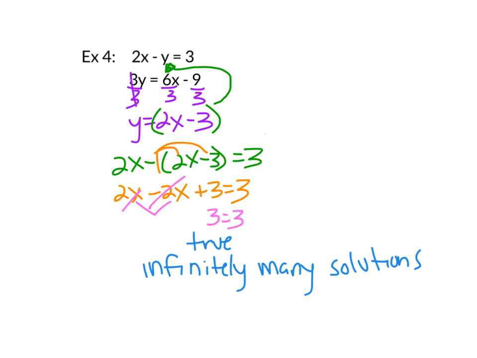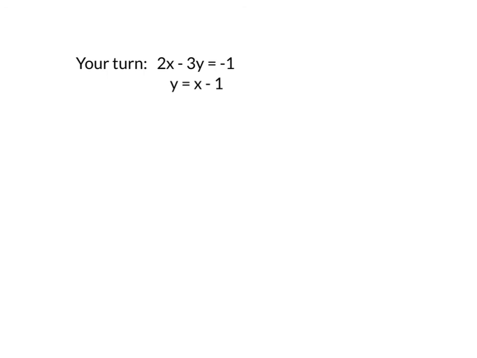So we can still have no solution, infinitely many solutions, or one solution when we're solving a system of equations algebraically. If your variables cancel out, look at the statement that's left. If it's true, there's infinitely many solutions. If it's false, there's no solution. Alright, now it's your turn. Try this system of equations and we will discuss it tomorrow.